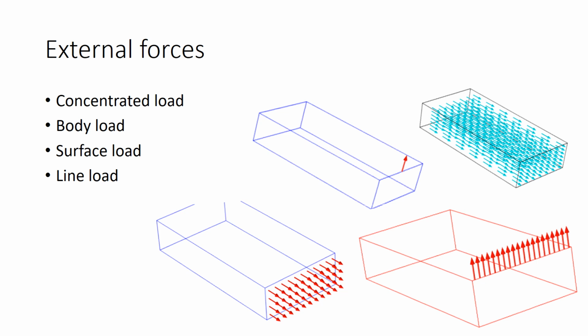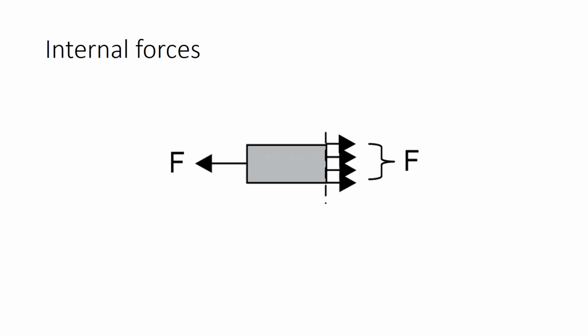Now next, internal forces. Internal forces are forces exchanged by the objects in the system. These are the forces which hold an object together when external forces, or let's say loads, are applied. Let's take an example of this bar. When you apply a force F on this bar, internal forces, which you can see are distributed, come into action. These forces will resist the movement, or let's say elongation, of the bar. Okay, so these are the internal forces.